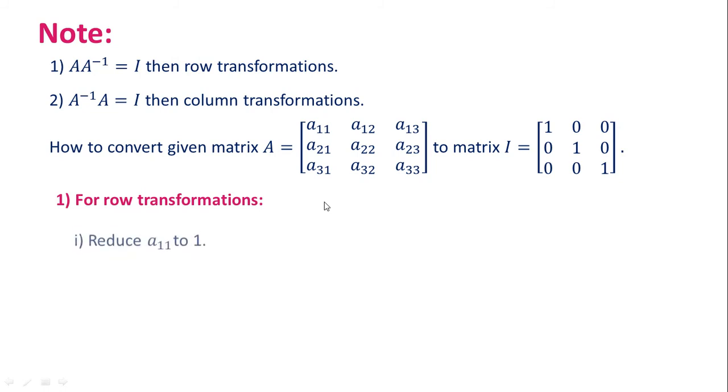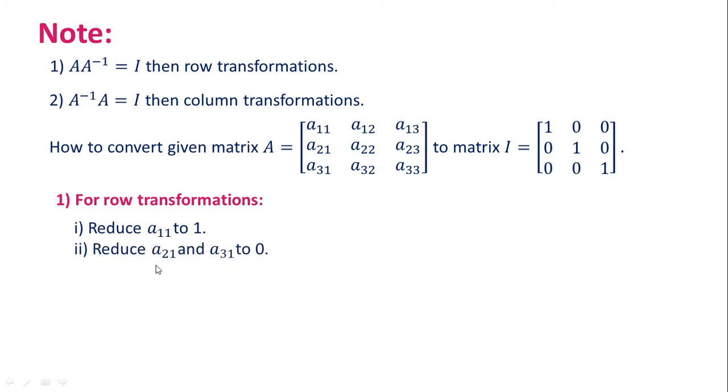See here. Now what happens? This matrix is converted into the identity matrix. So first of all, use suitable row transformations to reduce A11, this element, to 1, because if you want to convert this matrix to this, then convert A11 to 1. Means the first step that we have to use is to convert A11, or to reduce A11, to 1.